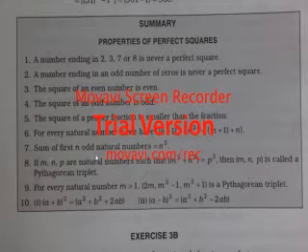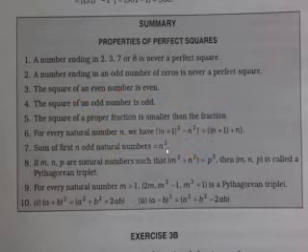The sum of the first n odd numbers is equal to n². The sum of the first n odd numbers is equal to n².